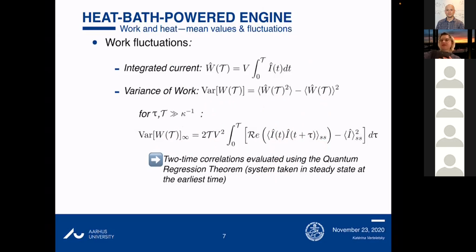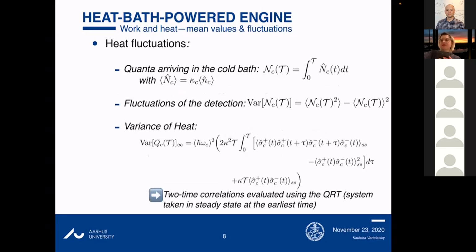Then we asked ourselves the question about the heat. And for the heat, it wasn't as straightforward as for the work. The way we derive the expression for the fluctuations of heat is by using the fact that our cold bath can be modeled as a heat detector. So we use the expression for the quanta arriving into the cold bath, we calculate the fluctuations of this quantity, and then we relate that to the variance, to the fluctuations of heat.